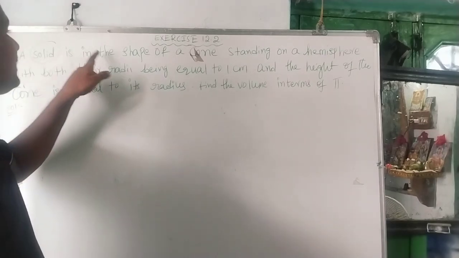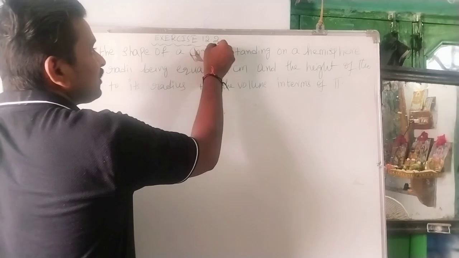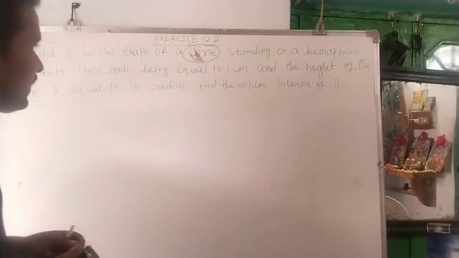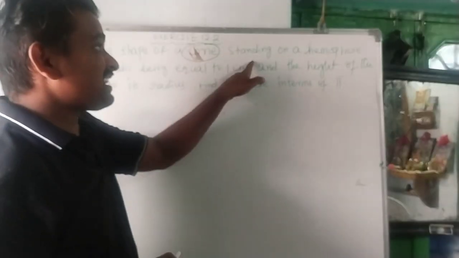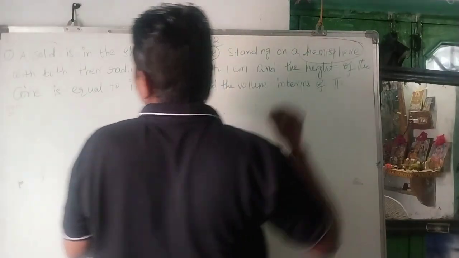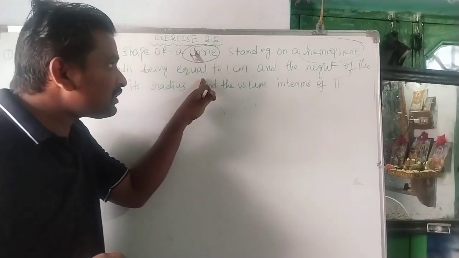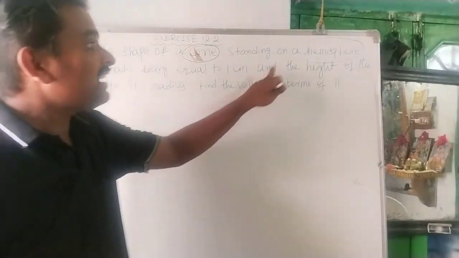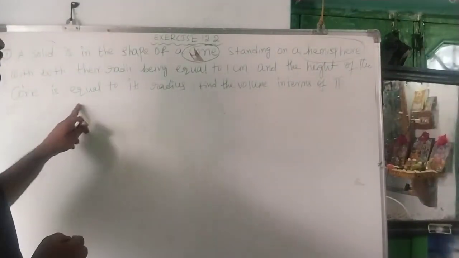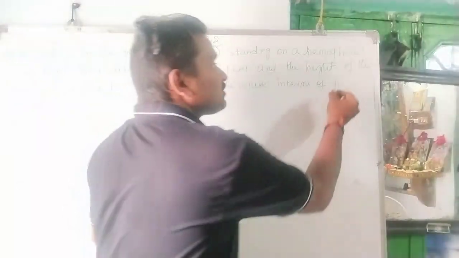Here one solid figure is given. This solid figure is in the shape of a cone standing on a hemisphere. Here one more figure is given. With both their radii being equal to 1 centimeter and the height of the cone equal to its radius, find the volume of the given solid in terms of pi.